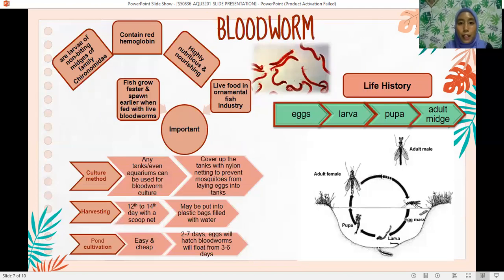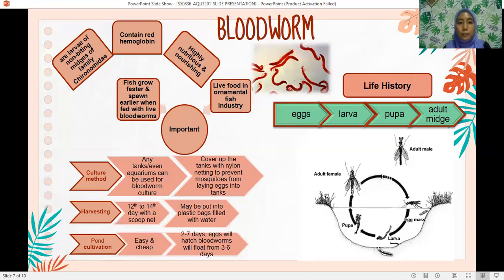For the bloodworm, it is a larva of non-biting midges of family Chironomidae, containing red hemoglobin, highly nutritious and nourishing. The importance of the bloodworm is that fish grow faster and spawn yearly when fed with live bloodworms and live food in the ornamental fish industry.